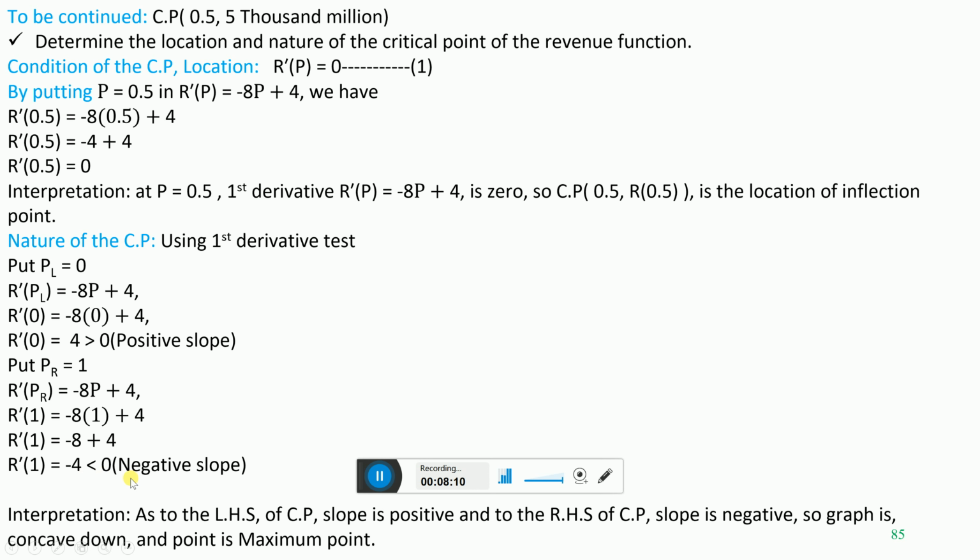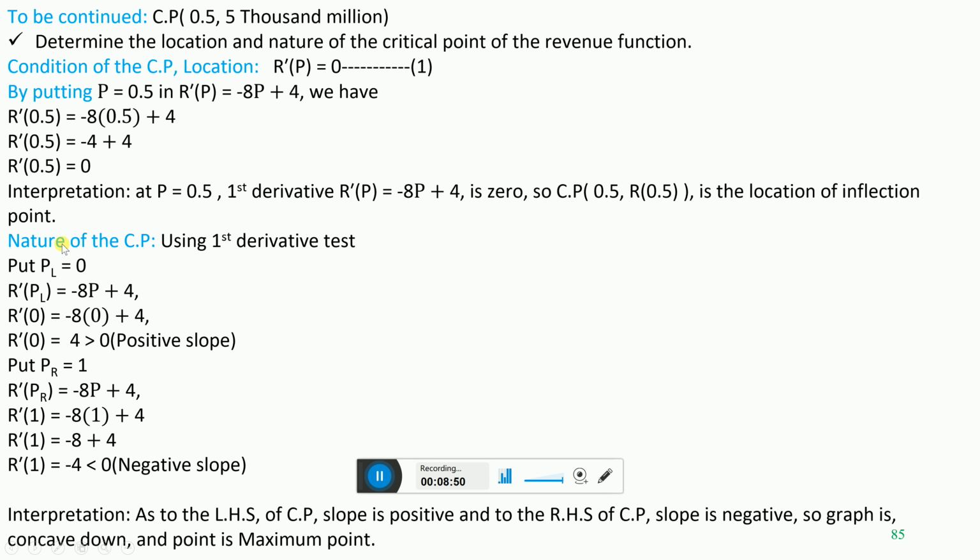So to the right hand side, the slope of the function, the first derivative of the revenue function, becomes negative. To the left hand side the slope is positive, and to the right hand side the slope becomes negative. This means the graph of this revenue function will be concave down, and the point is a relative maximum point along the graph of the function. So the interpretation is: to the left of the critical point the slope is positive, and to the right of the critical point the slope is negative, so the graph is concave down and the point is a maximum point along the graph of the revenue function.